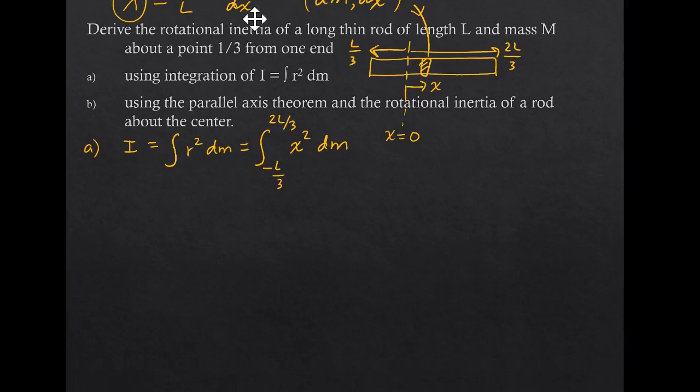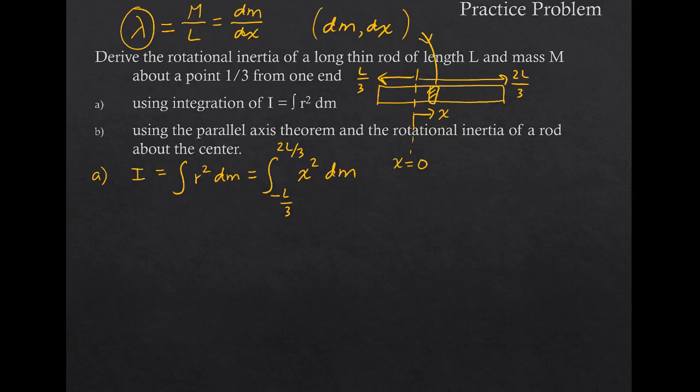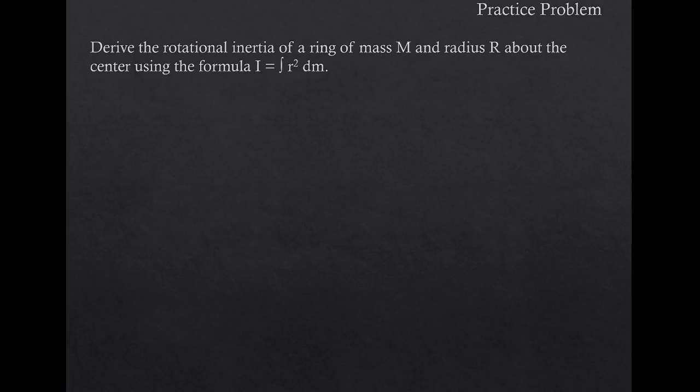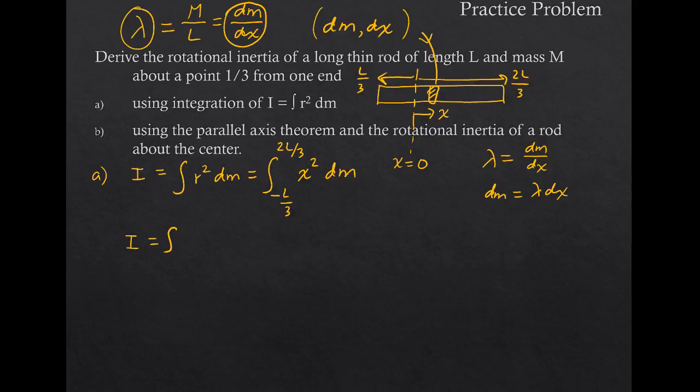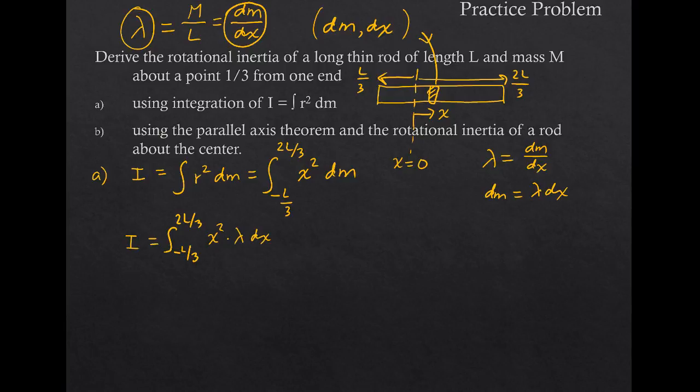Kind of like when we did our center of mass calculations, we can say that lambda is dm over dx. So dm is equal to lambda dx. Lambda is kind of a placeholder; we will replace it when we're all done. But this allows us to write that I is equal to the integral from negative L over 3 to 2L over 3 of x squared times lambda dx. Now that's something that we can evaluate.